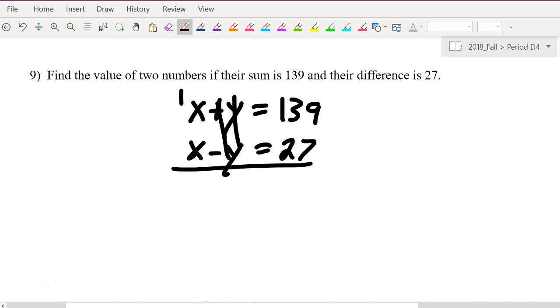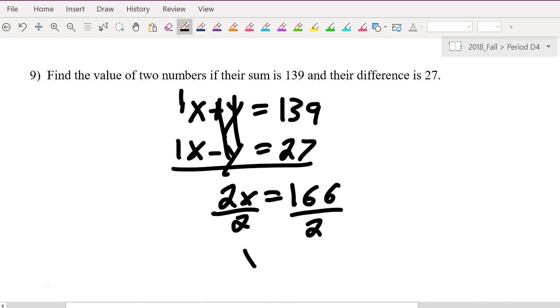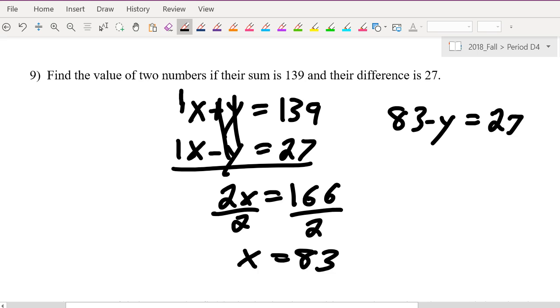Don't forget that it's 1 plus 1, so then we have 2x equals 166. Divide by 2, it's 83. Alright? And let's see, we know they're 27 apart. 83 minus y equals 27. Subtract 83 on both sides.